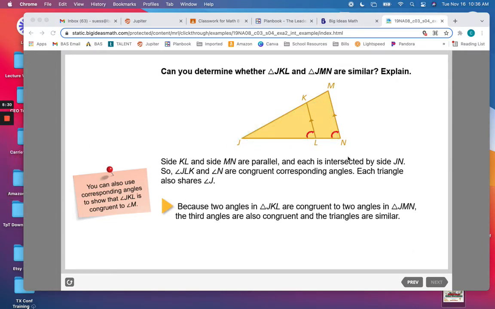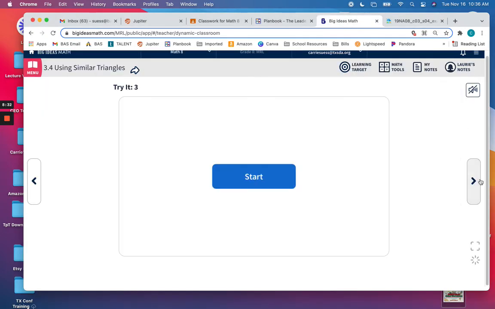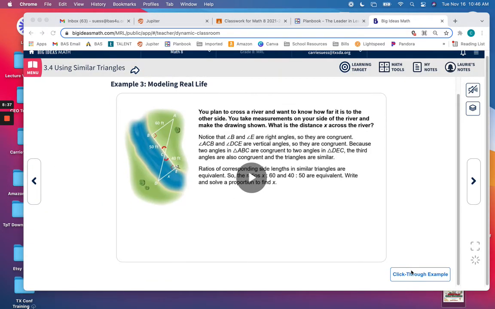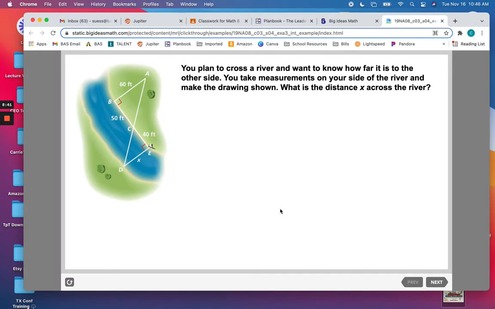All right, go do your try-its. Try it number 3, self-assess 4 and 5. Go, go. All right, example 3, get your journals. I like this example. I remember examples from year to year. All right, here we go.